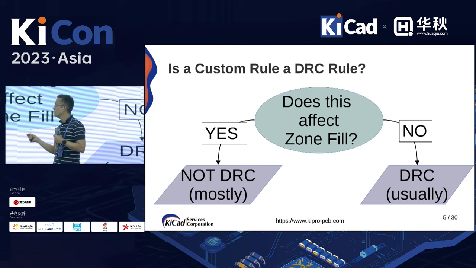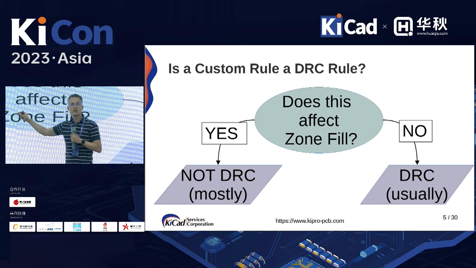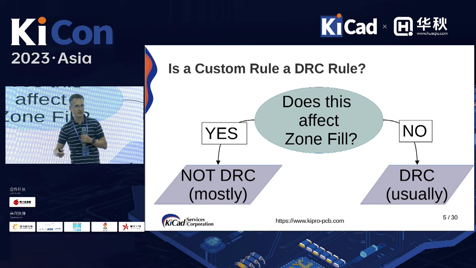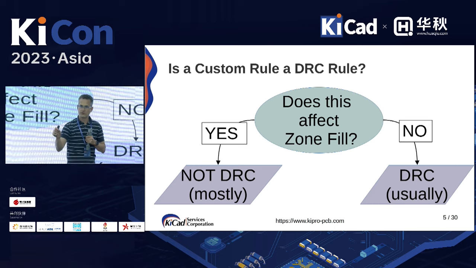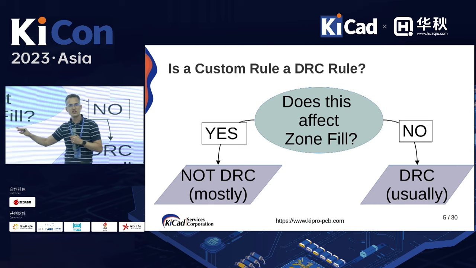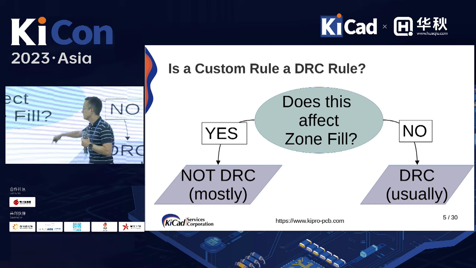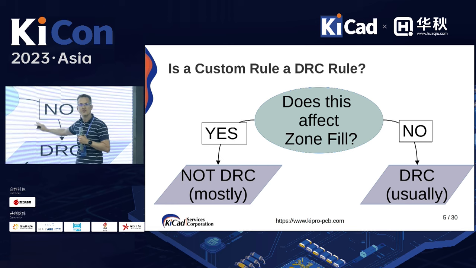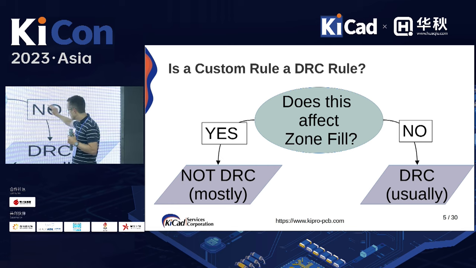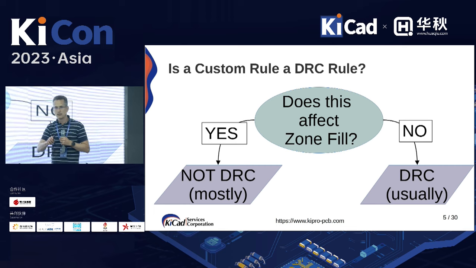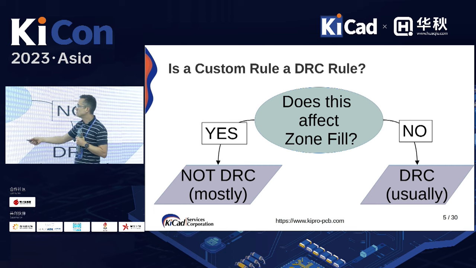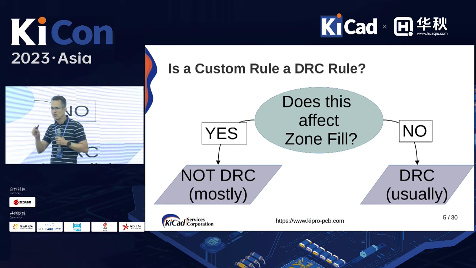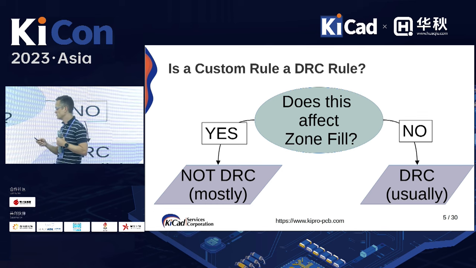If it does affect the zone fill, then you won't get an error in DRC. What will happen is that it will just change your zone fill when you refill the zones. So you have two different kinds of rules: rules that change what the zone filler does, and rules that show up as errors or warnings in your DRC. And these are mostly, not always, there are a couple of exceptions. So I'm going to tell you the exceptions as well.